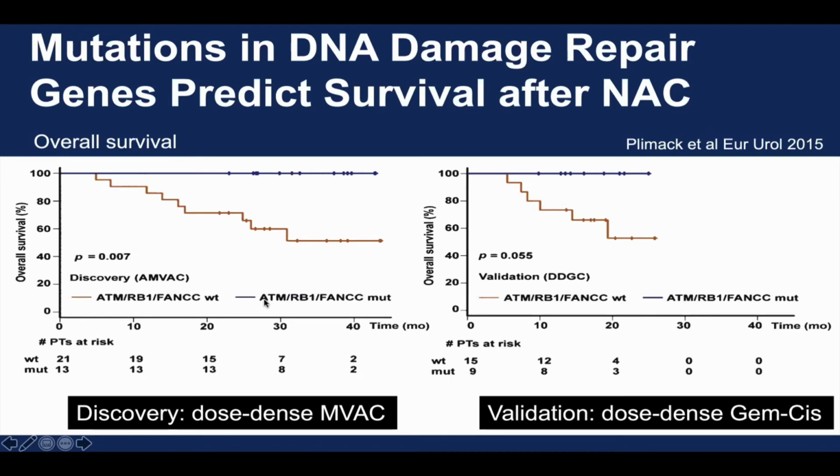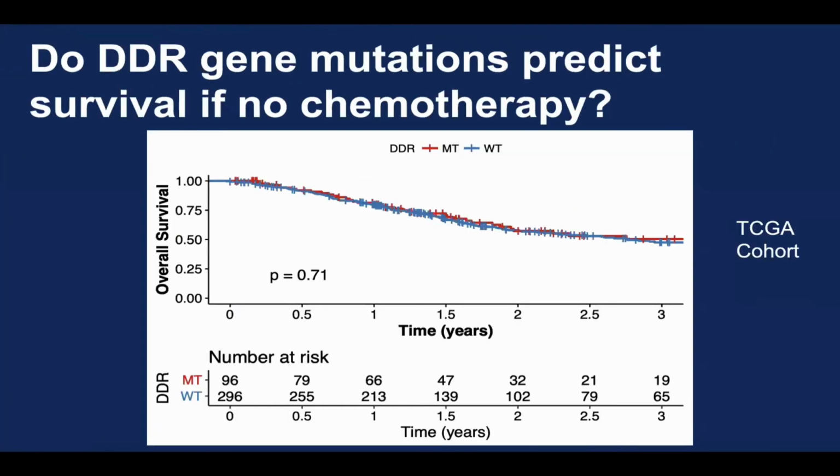Now, ATM is a DNA damage repair gene alteration that we recognize and has been talked about a lot recently in prostate cancer. RB1, of course, is much more than DNA damage repair. Still, the correlation was seen.